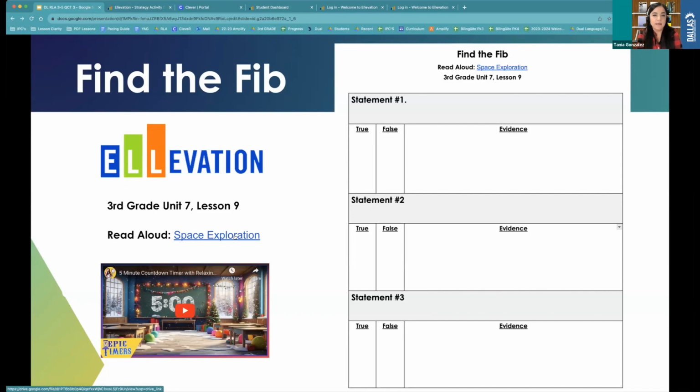But then I'm gonna put 3 statements, and using the Zoom tools, you're gonna tell us if it is a true statement or a false statement, and then we can put the evidence in the chat. Okay, so I'm gonna set the timer, and you can open the link and start exploring or reading the read aloud to see what information you can find. Do you have any questions?